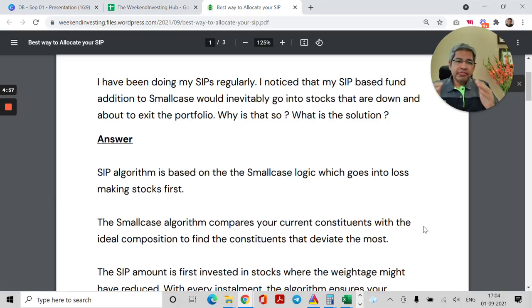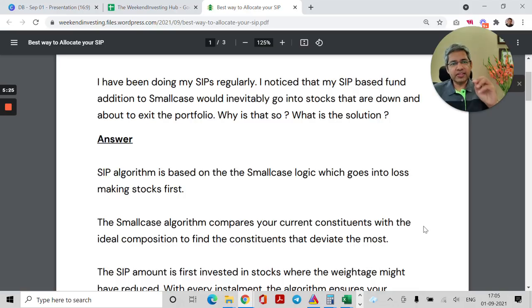Now, the way the SIP algorithm works. Let's say the minimum investment required for that portfolio is 1 lakh, with 20 stocks. Now, let's say you put in 20,000 as SIP. Assuming for simplicity's sake that all of them are worth 5,000 rupees each, the SIP has to go to 4 stocks to allocate 5,000 each.